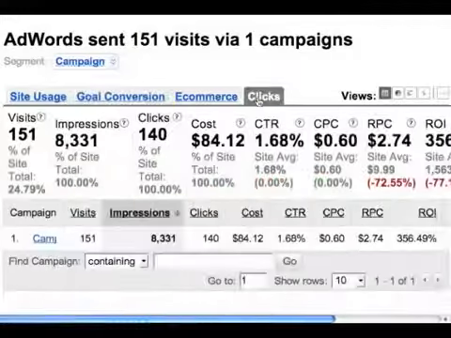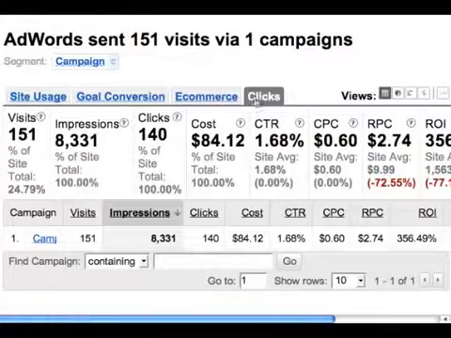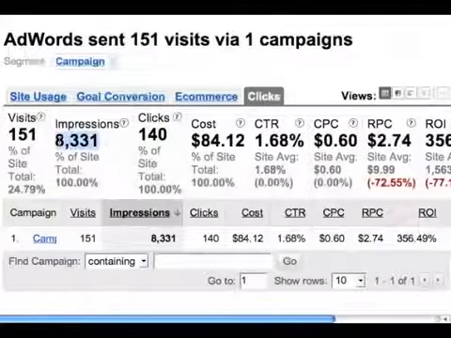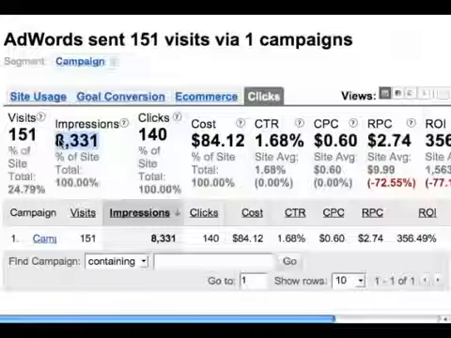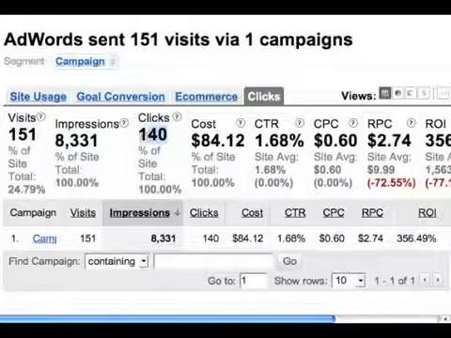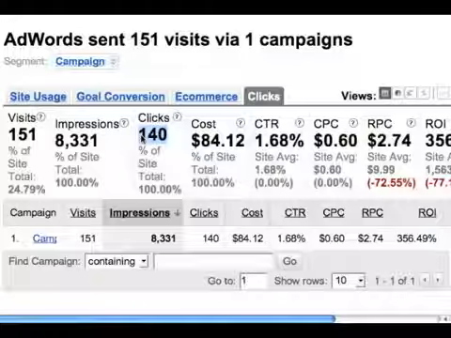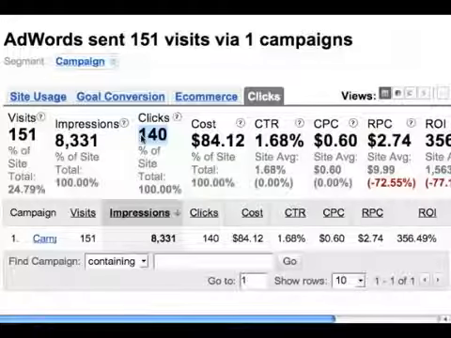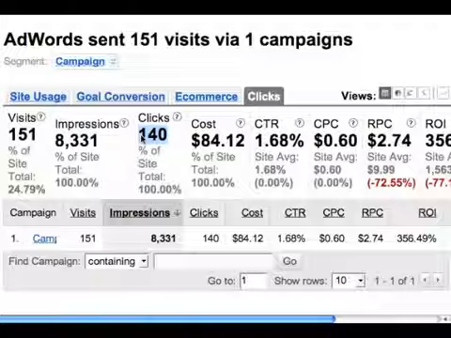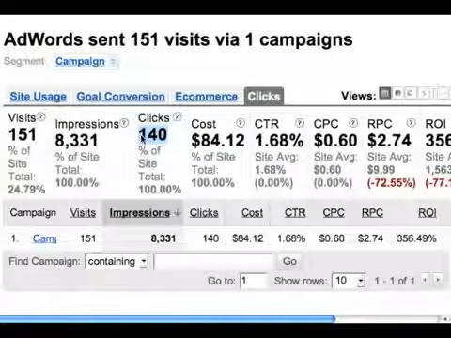This isn't an e-commerce site, so let's skip right over to the clicks data. AdWords ads were displayed 8,331 times, but people only clicked on an ad 140 times. By the way, it's common for clicks and visits to show different numbers. In this case, we have fewer clicks than visits.